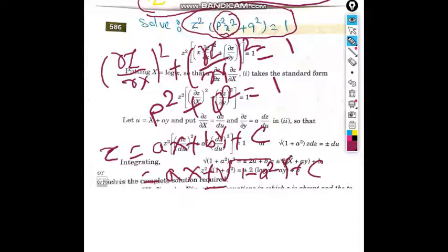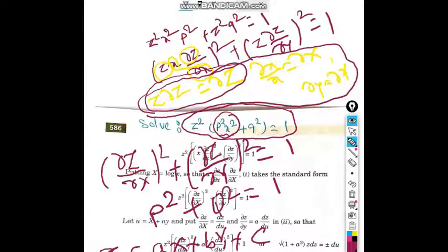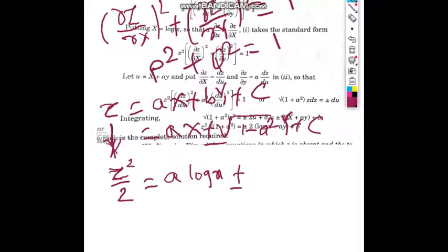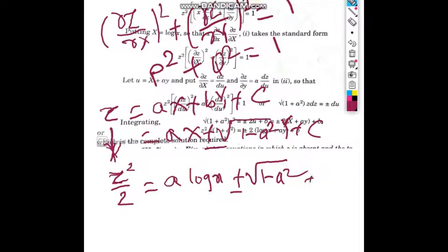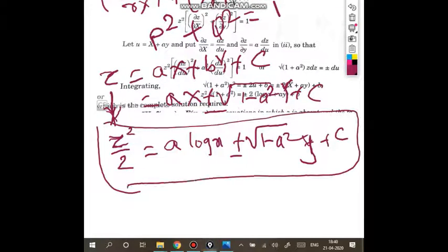Now resubstitution of the value: capital Z we can get from this equation. z dou z is dou capital Z, so capital Z is z square by 2. So small z square by 2 is equal to a capital X plus or minus root of 1 minus a square capital Y plus c. Capital X we get as log x, and capital Y equal to small y. So z square by 2 is equal to a log x plus or minus root of 1 minus a square, y plus c, and that is the final answer. So this is one of the ways of doing this example.